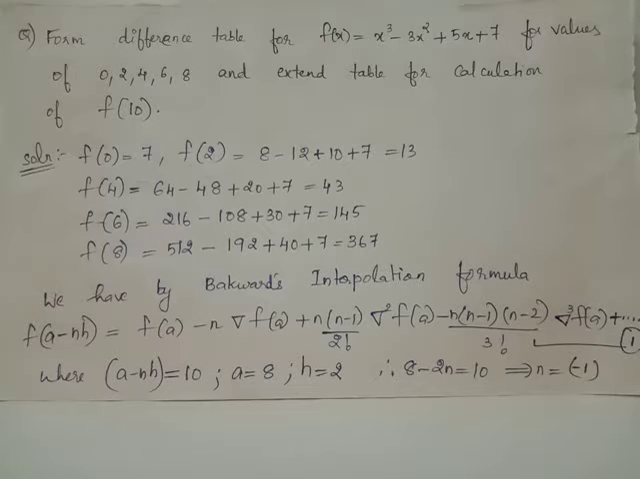Form the difference table for f of x equals x cube minus 3x square plus 5x plus 7 for values of x equal to 0, 2, 4, 6, 8 and extend the table for calculation of f of 10.